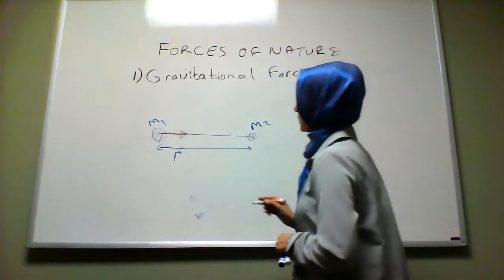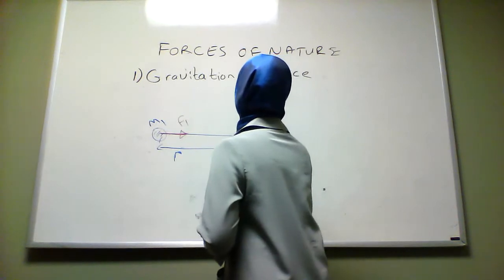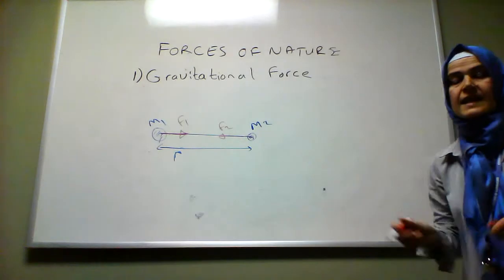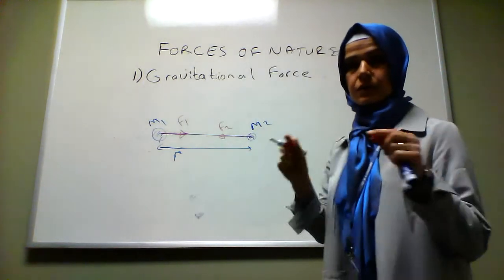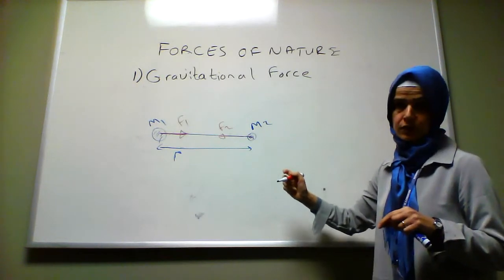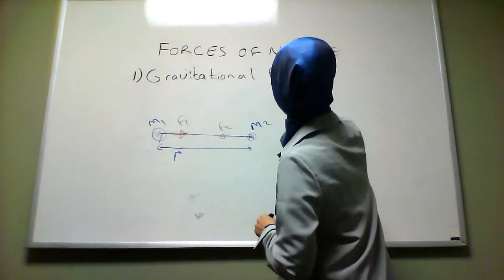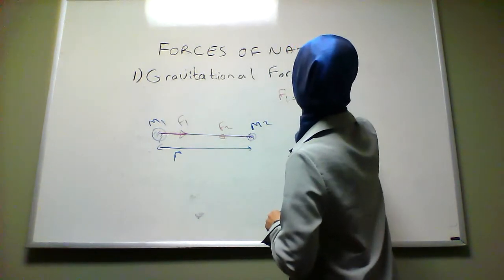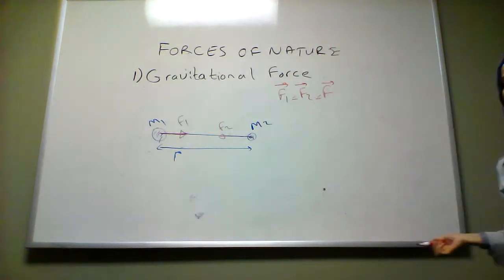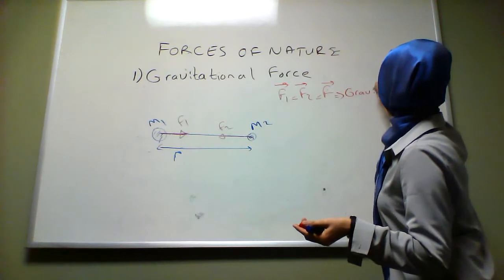M1 will be pulling M2 with F1, and M2 will be pulling M1 with F2. These forces are equal to each other and opposite in direction, just like action-reaction forces. But they're not action-reaction forces, they are gravitational forces. So we will say F1 is equal to F2 is equal to F. Let me put my vector sign. Force is always a vector.